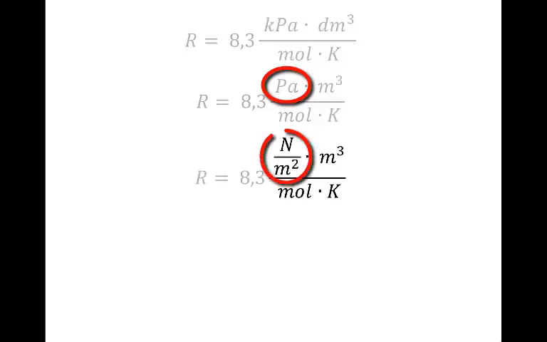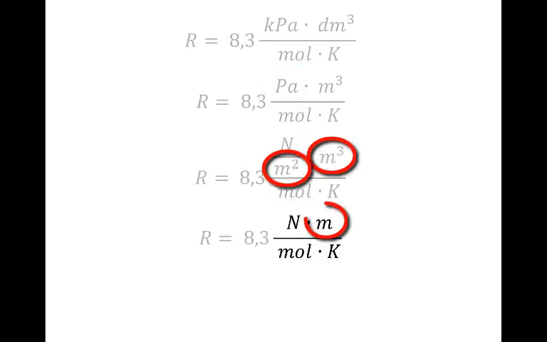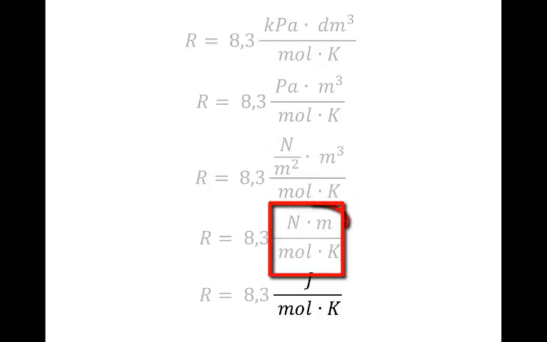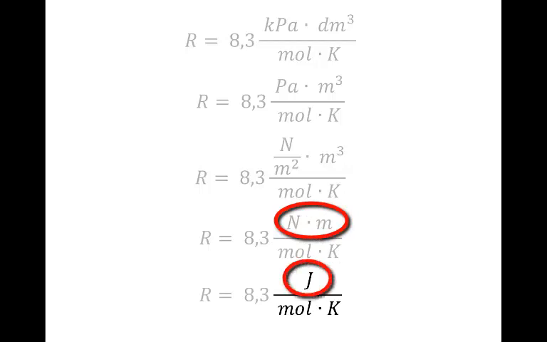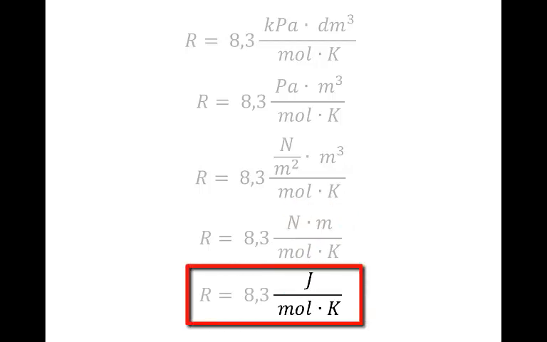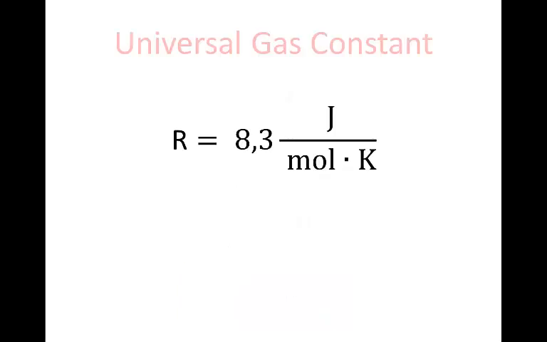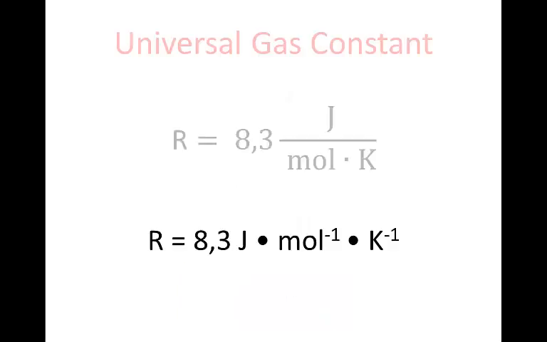Let's look at that. A pascal is actually a Newton per meter squared. Meter cubed divided by meter squared equals meter. So this simplifies to Newton meter over mole Kelvin. And Newton meter is the same thing as a joule. And this is the form in which we usually give the units of the universal gas constant. Joule per mole per Kelvin, which we can also write as joule times mole to the -1 times Kelvin to the -1.